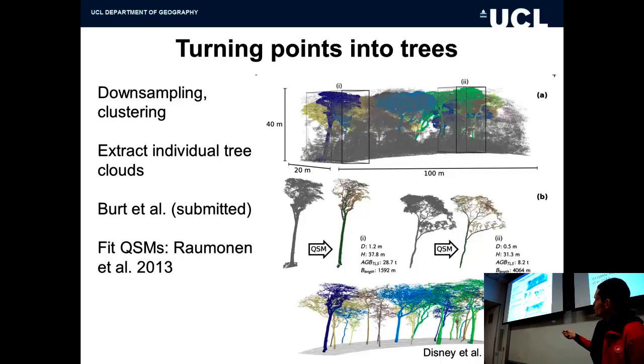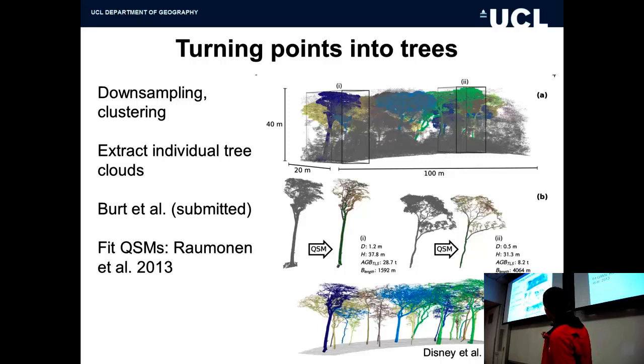Then we have to extract the trees, so the individual tree point clouds, and that's a tricky job in itself. So my postdoc Andy spent most of his PhD working out how to turn 3 billion points into 400 trees, each of which has 1 million points in it.